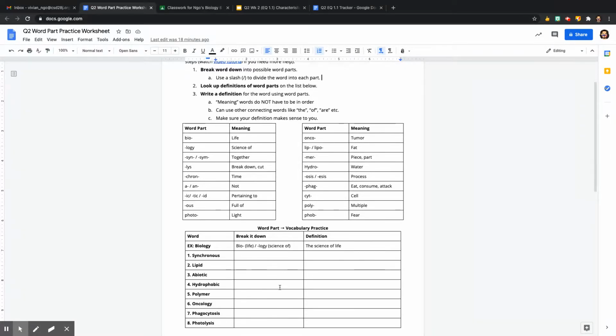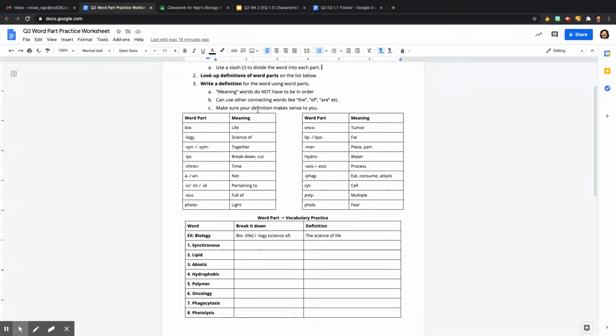So what you are going to do is you are going to do your best to take these different definitions and create your own definition for the bigger words. Do not look up the words in the dictionary, because I'll know, because it's very, very obvious. Just do your best to use these different parts, because it's a really good skill to have, and it's something that we're going to use throughout this class.